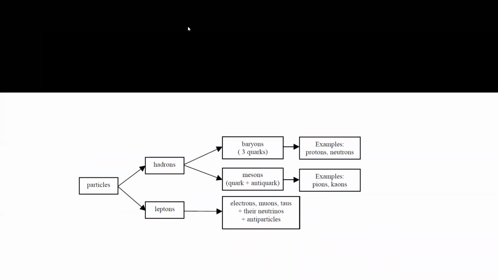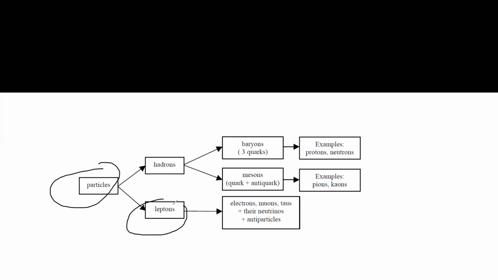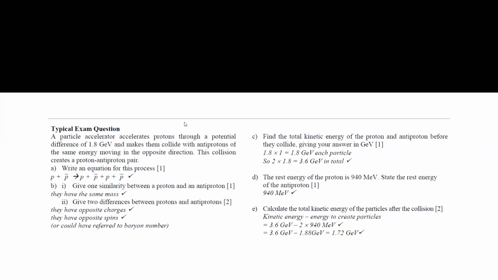So basically the particles can be divided into leptons, which experience the weak nuclear force, and hadrons, which experience the strong nuclear force. These hadrons are further divided into baryons and mesons. Baryon means a combination of 3 quarks. Meson means a combination of quark and antiquark. Examples of baryons are proton and neutron, and examples of mesons are pion and kaon. And examples of leptons: electron, muon, tau, and their neutrinos and their antiparticles, all are leptons.